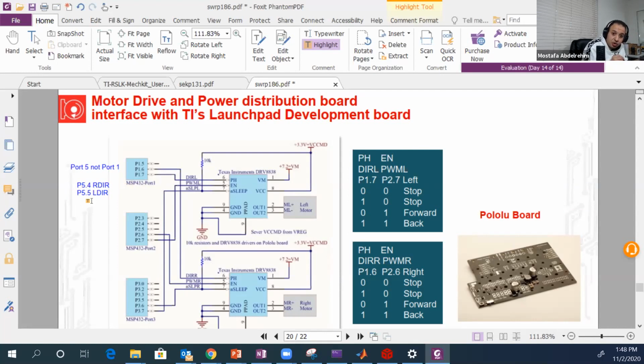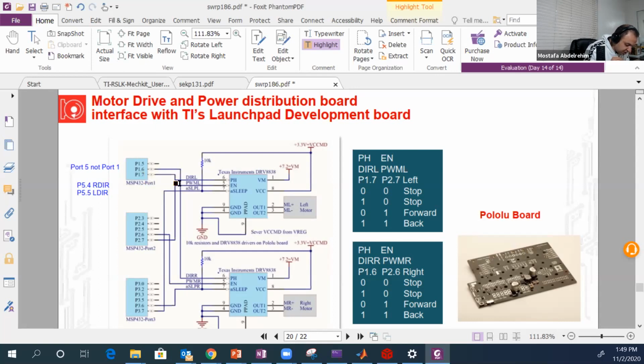If it's 1, the right motor will rotate backward, and if it's 0, it will rotate forward. I will show you why it's 1 or 0 forward or backward, but just take it like this for the moment. And pin 5.5 in our microcontroller will control the direction of the left wheel or the left motor. If 5.5 is 0, the left motor will move forward. If it's 1, the motor will move backward.